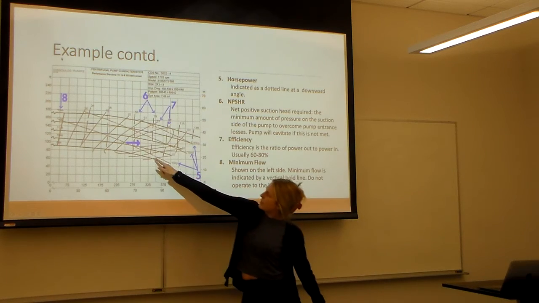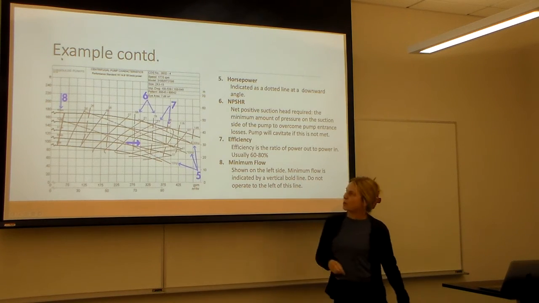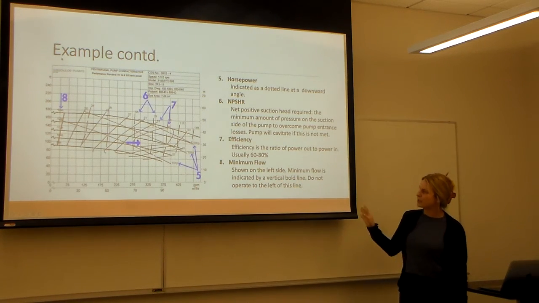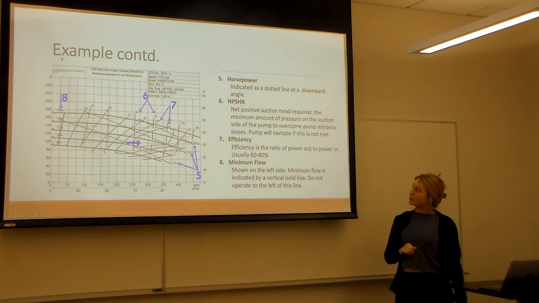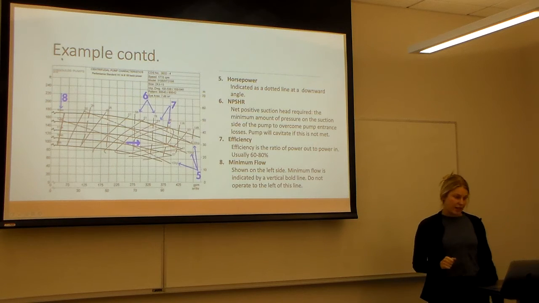So if you have a different diameter, it'll show you where you fall on that. These dotted lines right here show your horsepower, which is just how much power you'll need to run a pump at that specification. Number 6 is your NPSHR, which is net positive suction head required.